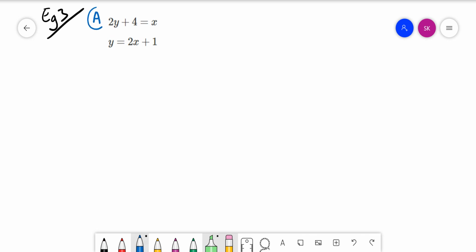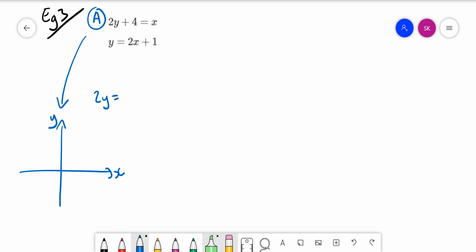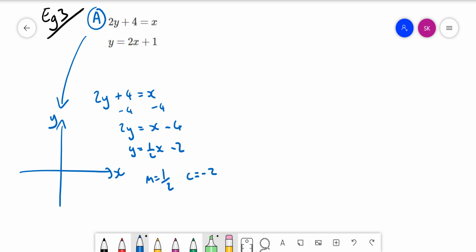Let's just make sure we know what we're doing. Equation A, or graph A. I should have asked you to draw a sketch quickly before. This one's a bit more tricky because it's not in the form y equals mx plus c. So we've got to make it in the form where y is the subject. So take away 4 from both sides. Divide both sides by 2. So therefore m is a half, c is negative 2, which means it's going through there, and it's got a gentle positive gradient like that.